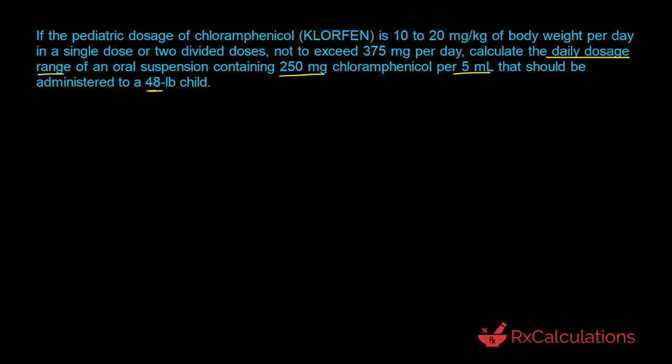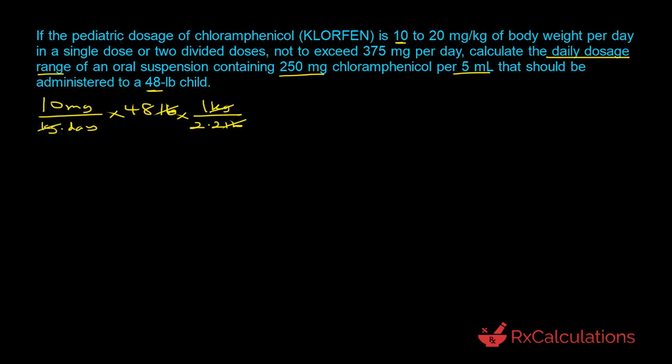We start off with the 10 milligrams per kilogram per day. And this is for a 48-pound child. So the weight here is 48 pounds. We need to convert the pounds to kilograms so that the units are consistent. And so we use the conversion factor: 2.2 pounds is equivalent to 1 kilogram. The pounds will cancel out, the kilograms cancel out.